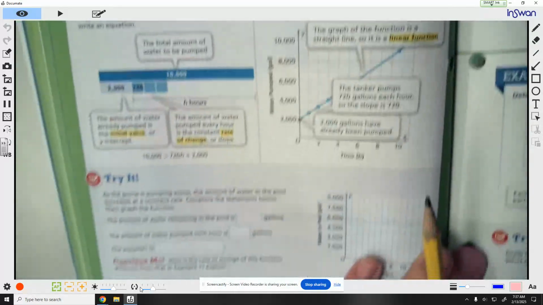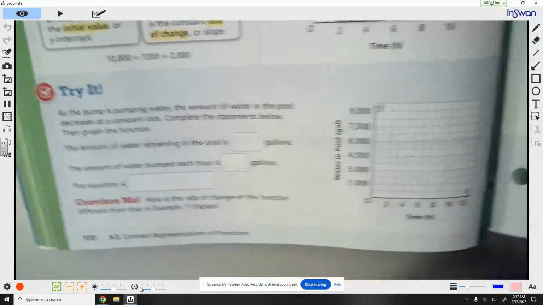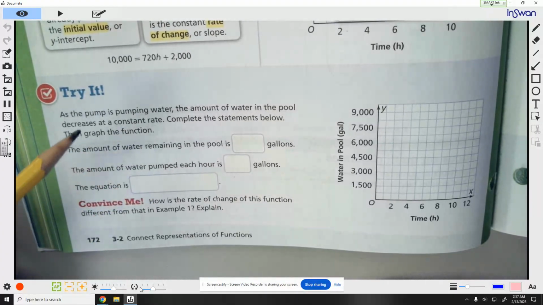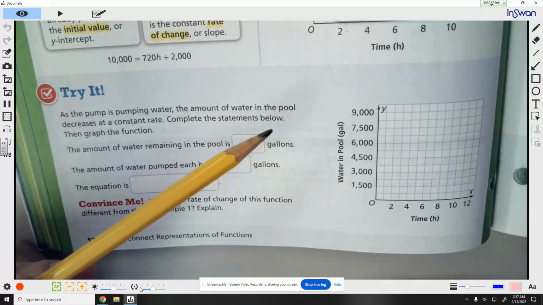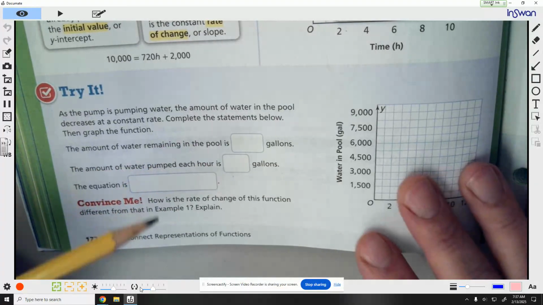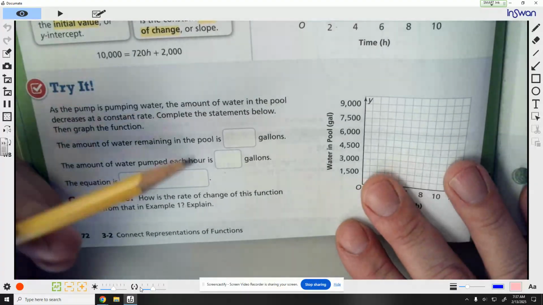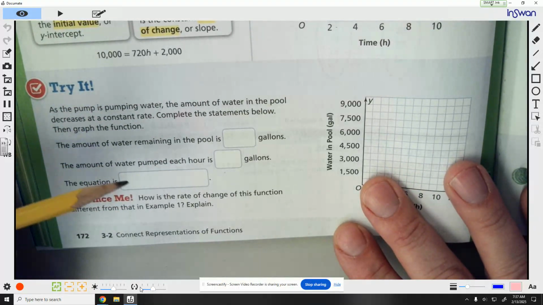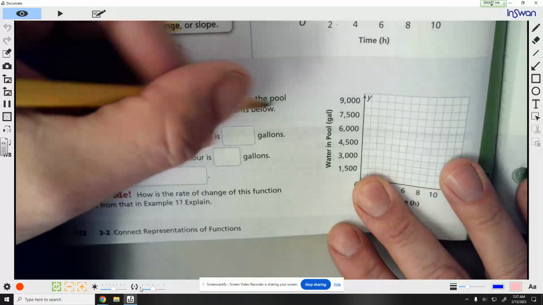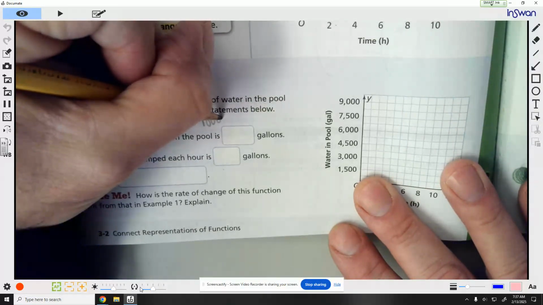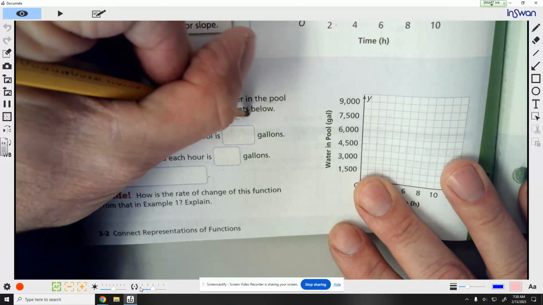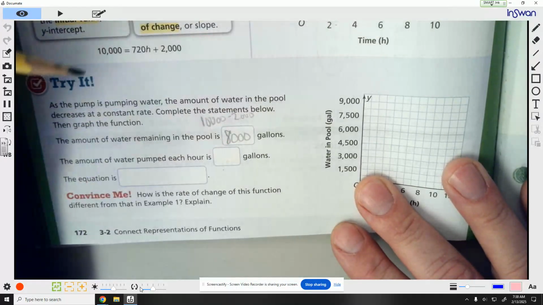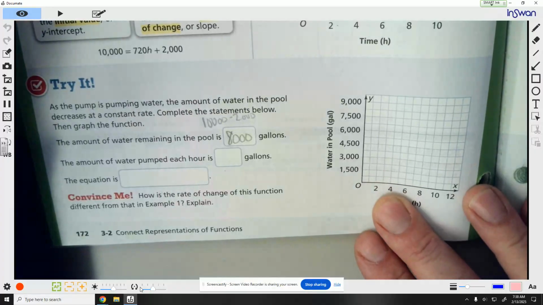Okay, so let's go down to the try it. The try it states, as the pump is pumping the water, the amount of water in the pool decreases at a constant rate. Complete the statements below. The amount of water remaining in the pool, so they had 10,000 gallons and they took out 2,000. So 10,000 minus 2,000 means we have 8,000 gallons left in that pool.